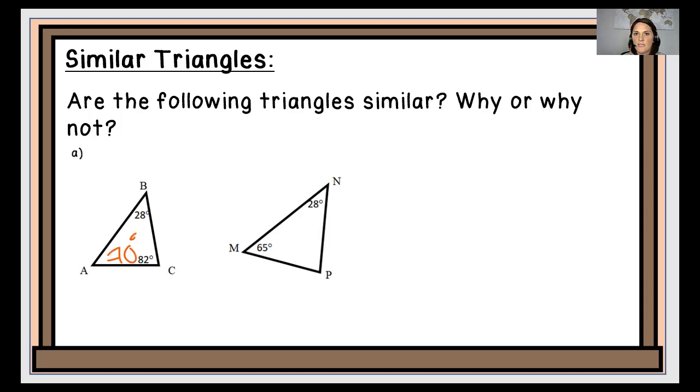So angle A is equal to 70 degrees. Let's check the measure of angle P in the second triangle. We're going to take 180 minus 65 minus 28 and see what the value of P is. Okay, so angle P is 87 degrees, and the three angles inside the triangles are not all the same. I do have a 28 in both triangles, but the other angles are not equal. So no, these triangles are not similar because corresponding angles are not equal.